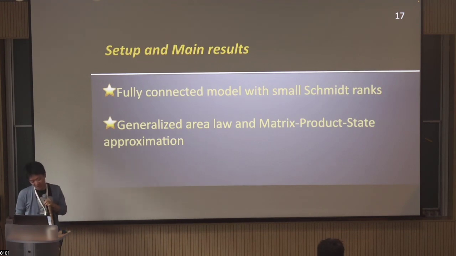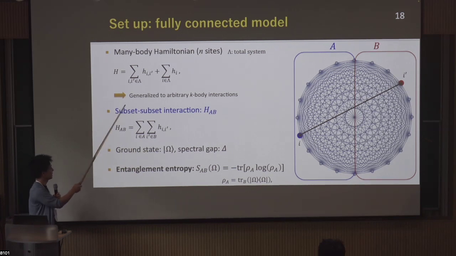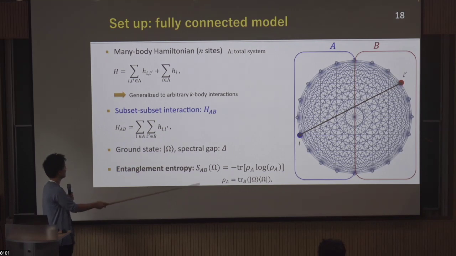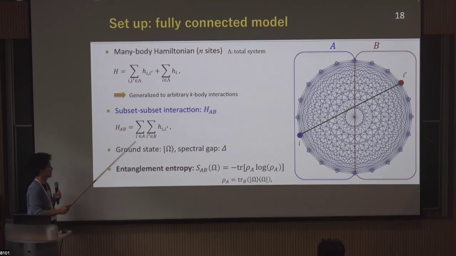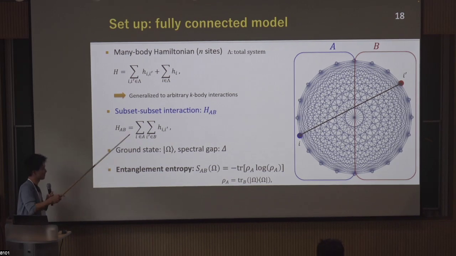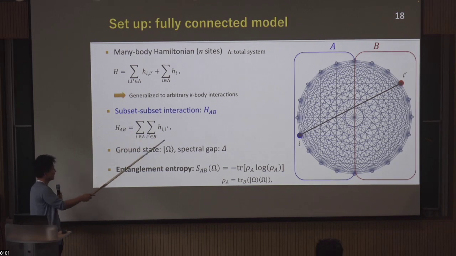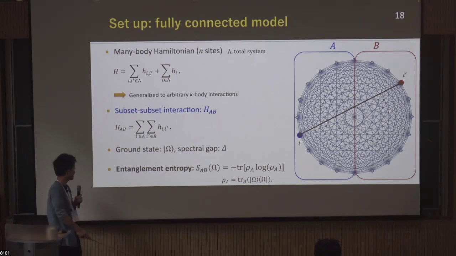Okay, so I will show the main setup, the many-body Hamiltonians. For simplicity, I consider two-body systems, but the result generalizes to arbitrary k-body interactions. And as an important notation, I introduce the subset interaction like H_AB. Here, this one picks up all the interactions between the site i in A and site i' in B. The ground state is denoted by Omega, and the spectral gap is given by capital Delta. Then the entanglement entropy has the standard definition like this form.